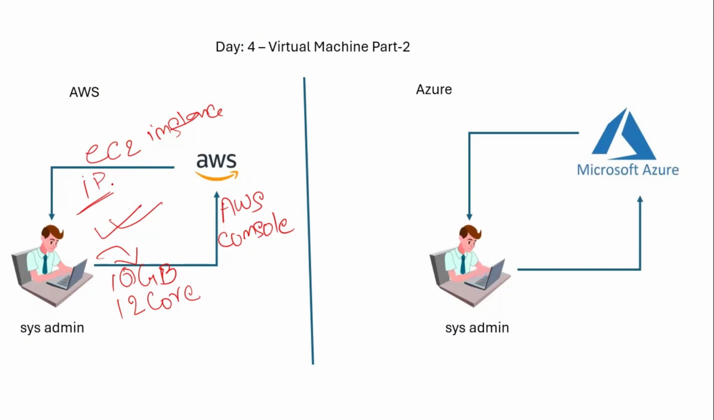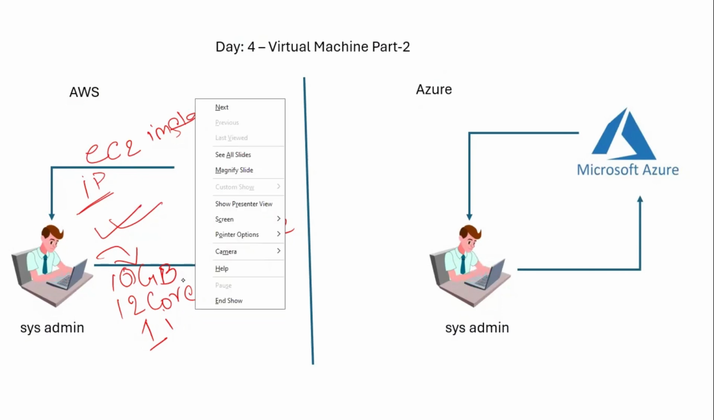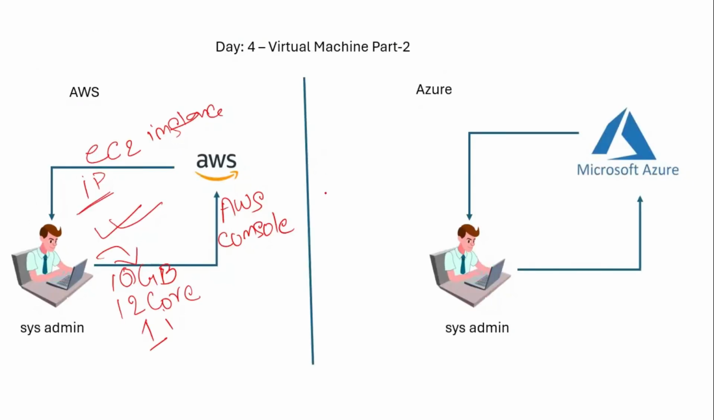But now think about the situation. If the request is to create one instance only, it's well and good. But what if the request is not to create one instance? What if the request is to create 100 instances? Then what happens?